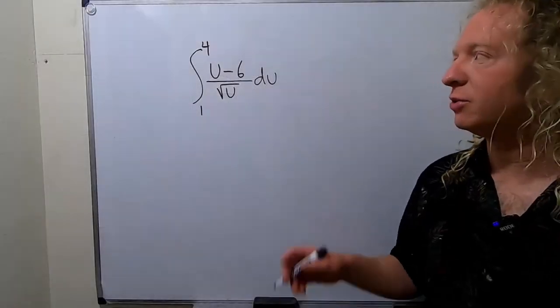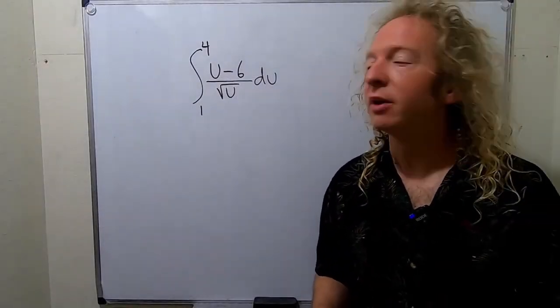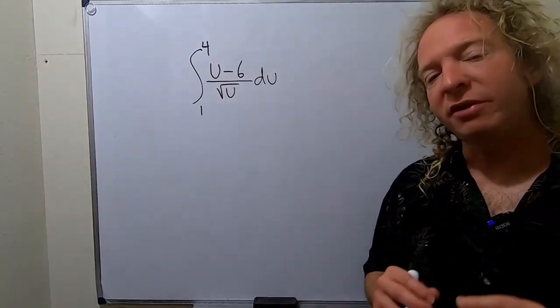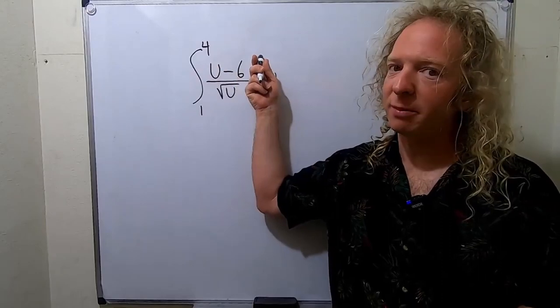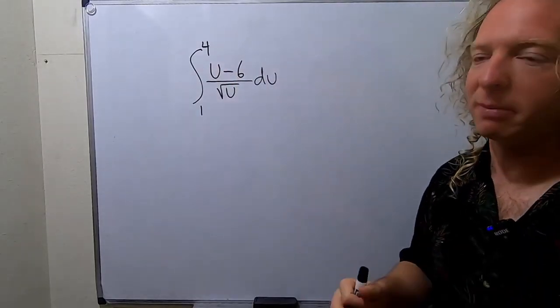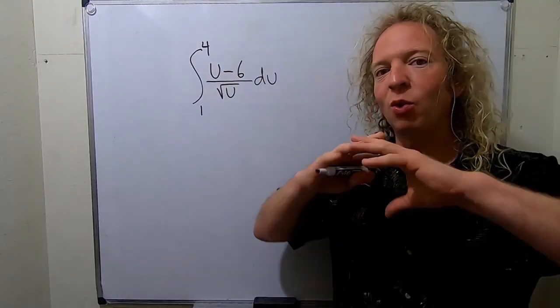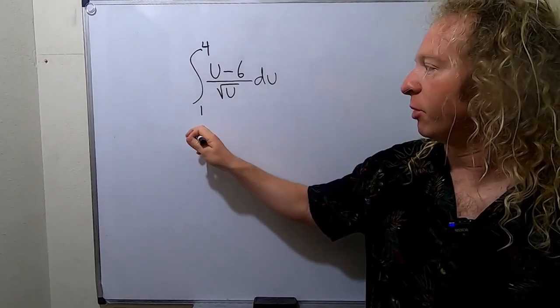In this video, we're going to evaluate this definite integral. So before we do that, we want to write everything as u to a power. You'll notice we have two terms up top and one term on the bottom. So whenever you have that, you want to break it up. So we're going to break it up as follows.